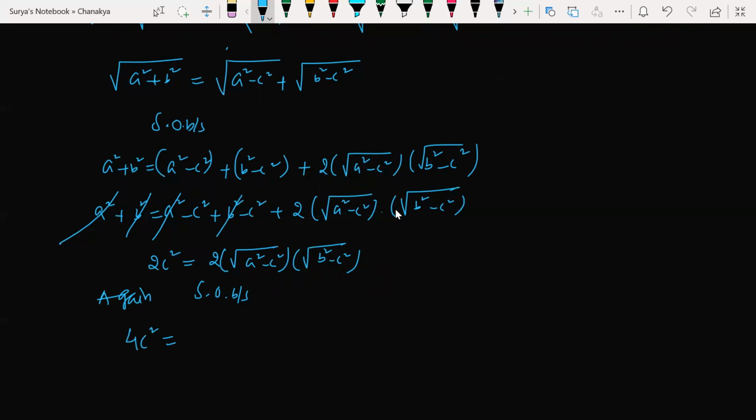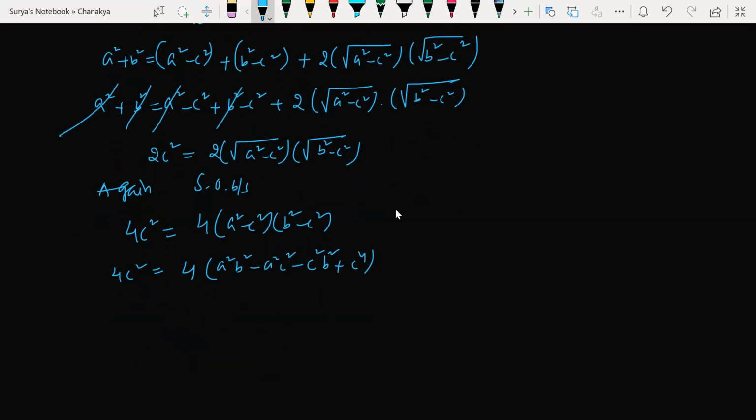Four C square is equal to four times of A square minus C square into B square minus C square. Am I correct, guys? So four times of C square is equal to four times of A square B square minus A square C square minus C square B square plus C to the power of four. Am I correct? This is what I am getting here. Oh, in fact, C to the power of four here. Look, I wrote it wrong here.